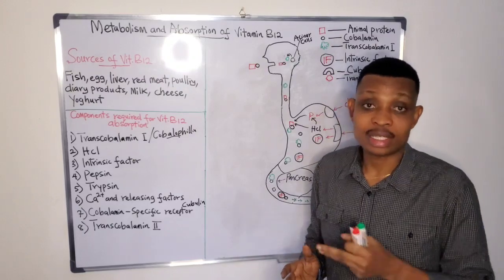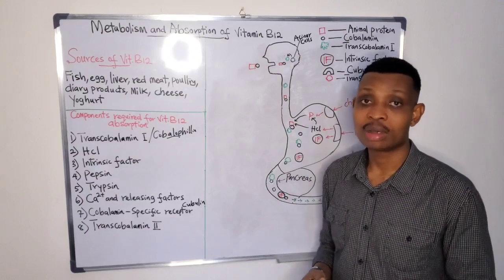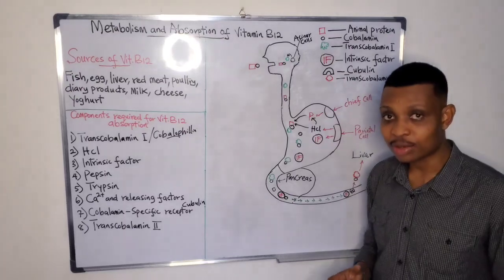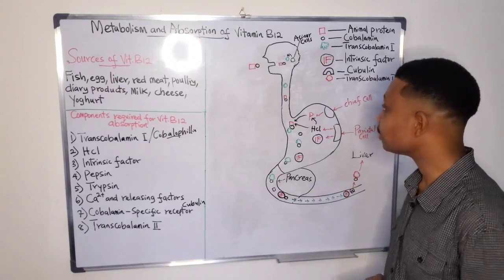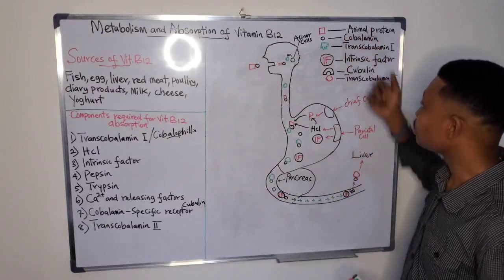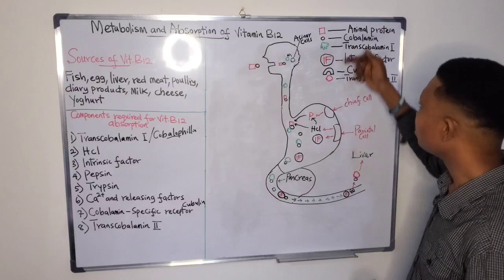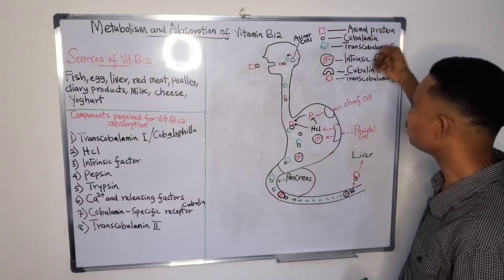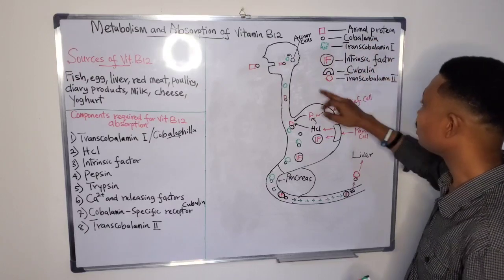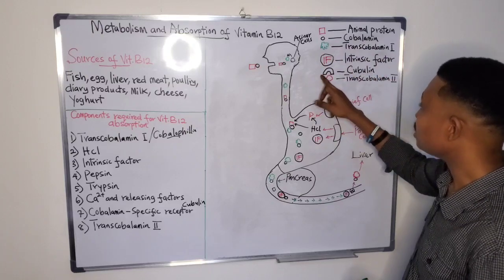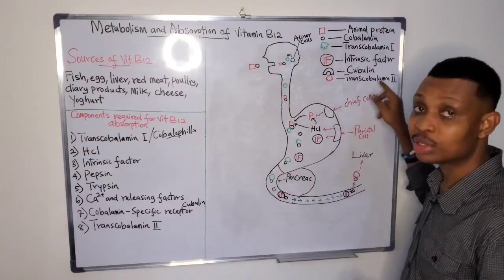So both the synthetic form and the one obtained from food have similar modes of metabolism and absorption, but with just a little difference. So first of all, let us talk about the absorption of cobalamin that is obtained from the diet. Now, I have some symbols that represent some of these components that are required. This represents the animal protein. This here represents cobalamin. This represents transcobalamin 1. This represents intrinsic factor. This represents the cobalamin specific receptor. And then this represents transcobalamin 2.